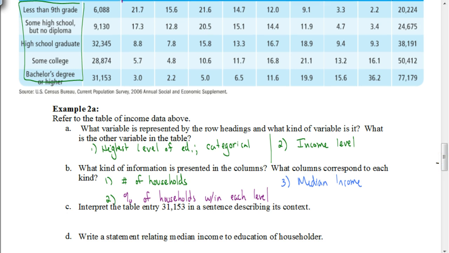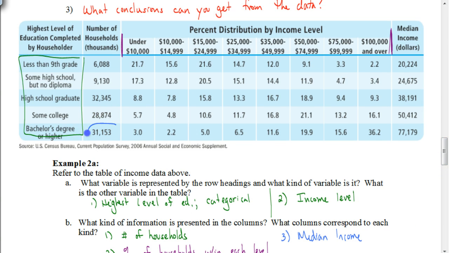Let's look at the next part here. Interpret the table entry 31,153 in a sentence describing its context. So if we look at 31,153, that's looking at this number right here. Now it's important to look at that heading and see that these are referring to thousands. So really with that number we have to add 3 zeros after it. So the way that we can interpret that data is this represents not 31,153 households, but 31,153,000 households have a bachelor's degree or higher.